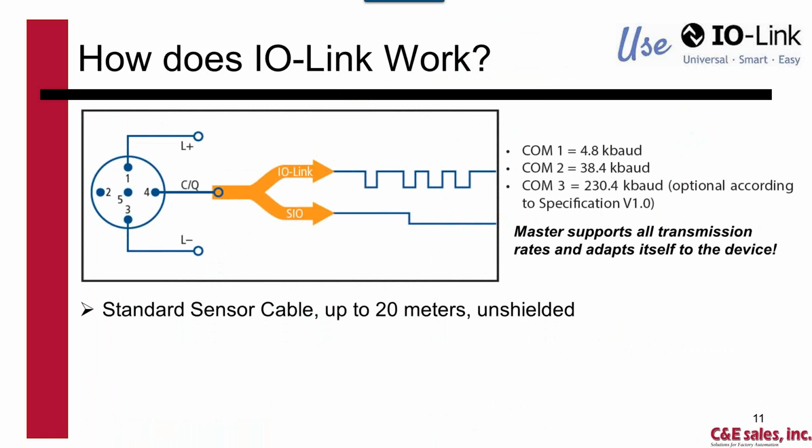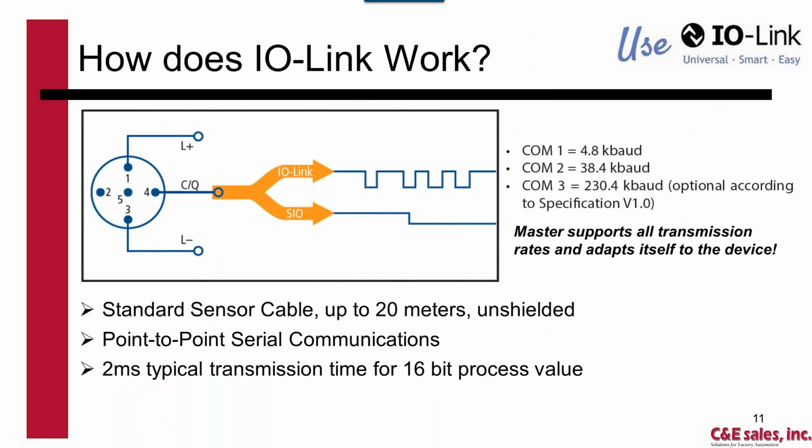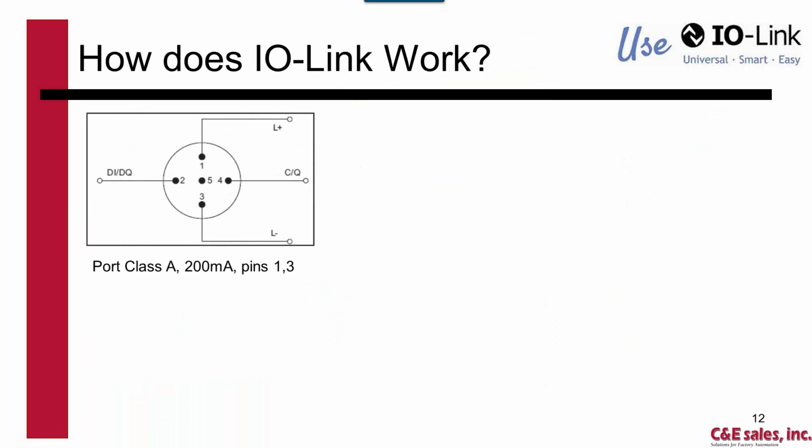IO-Link is not another field bus, but truly a single point-to-point communication link. Two milliseconds is the typical transmission time for a 16-bit process value. This opened up the capability to bring measurement sensors into IO-Link. Analog sensors that would use 2-wire or 4-wire twisted pairs with a shield drain wire can now be connected using a standard 3-wire sensor cable.